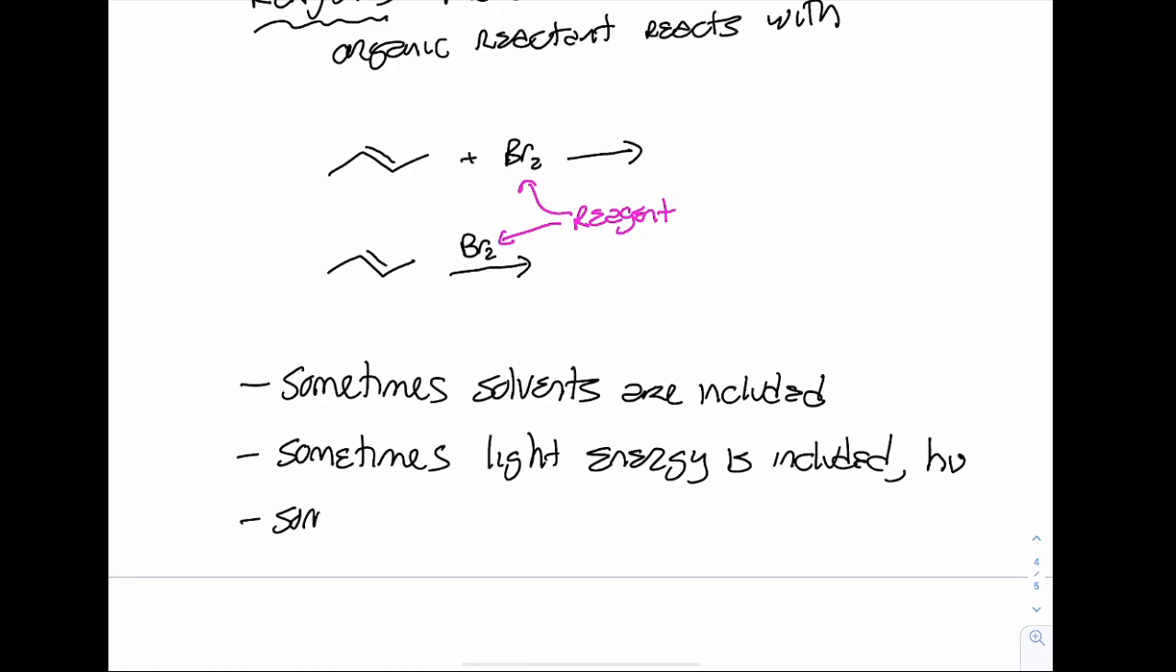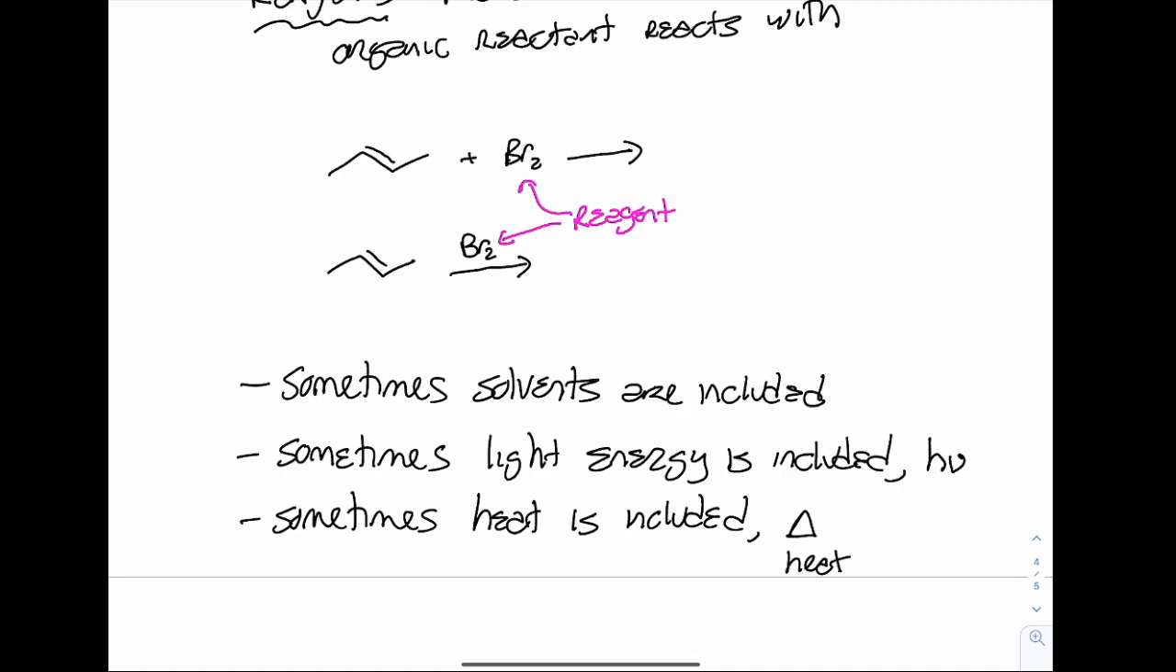Sometimes we need heat. That can be written a few ways. We could actually write the word heat. Sometimes you'll have a capital delta. Sometimes you'll actually see a temperature. So if we were to write 80 degrees Celsius, we are heating it up. 25 degrees Celsius is considered room temperature, so 80 is heat. So the delta symbol, the word heat, and an actual temperature, I tend to use all of those.